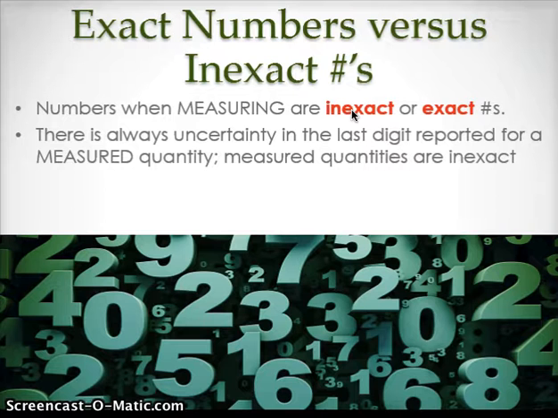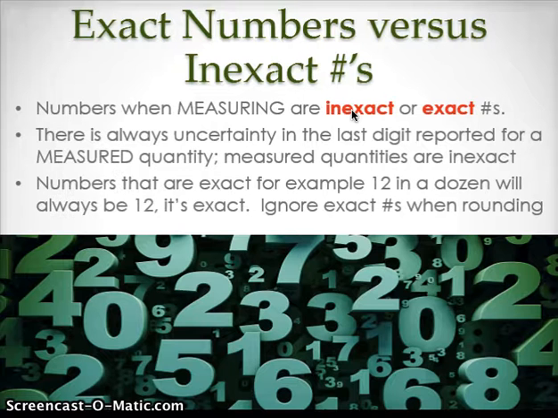A possibility for a discrepancy in numbers. So there's always uncertainty in the last digit reported for a measured quantity. Anything that's measured, counted, or measured on a scale or a tool, is always going to be inexact. When are things exact? It's when you're saying 5 people or 6 people or 12 eggs in a dozen. A dozen will always have 12 eggs, not 12.1 eggs, right? So 12 is an exact number. 5 people is an exact number. Okay? So know the difference between exact and inexact.